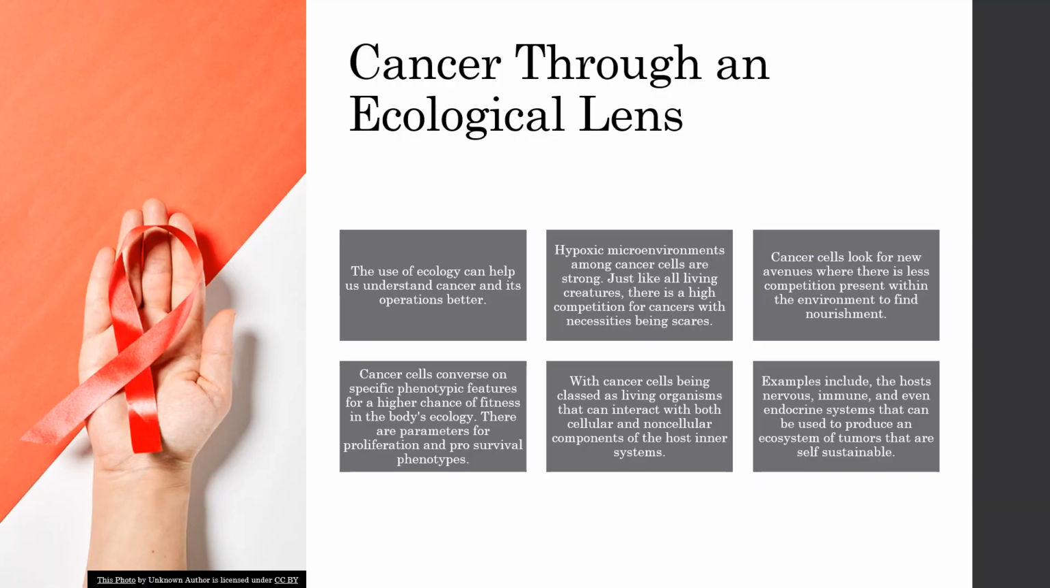Cancer through an ecological lens. The way cancers work can be better identified with the help of ecology. We can understand its operations better. Hypoxic microenvironments are strong among cancer cells, hence there is a lot of competition for cancers finding necessities at scarce locations. Because of this, cancer cells search for new places when competition is lacking and there are enough resources to use.